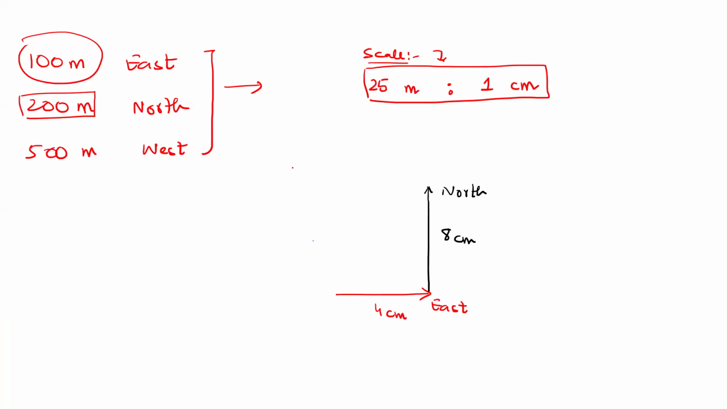Right? That's east, north, done. And then 500 meters west. Now, this one would mean, if we have 500 meters and a scale of 25 meters to 1 centimeter, it would now be 20 centimeters, right? So 20 centimeters artwork.